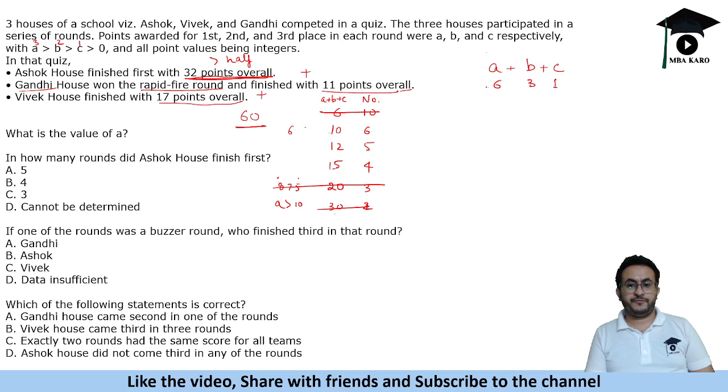So if there are 6 rounds, and you make them win 5 rounds, they cannot win all rounds. Gandhi House has to win the rapid fire round. So if you make them win 5 rounds, they will get 30 points. You need 2 more points to reach 32. Now 2 is not a marking scheme in this. So probably this is also not possible. So it requires a bit of hit and trial here.